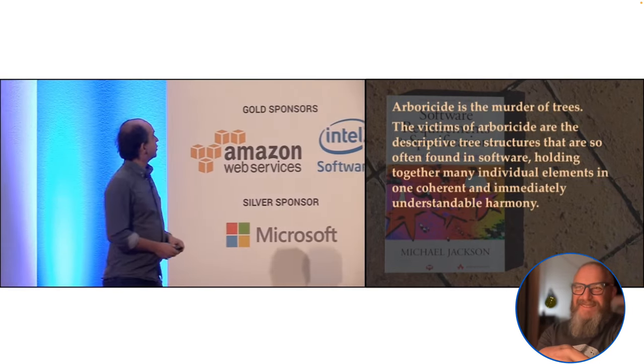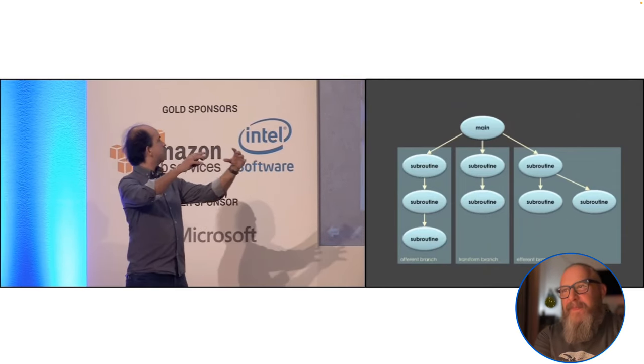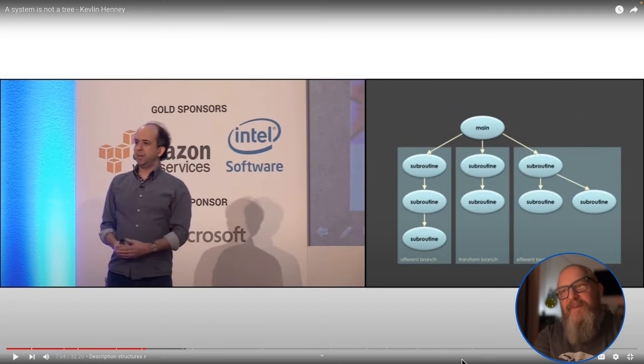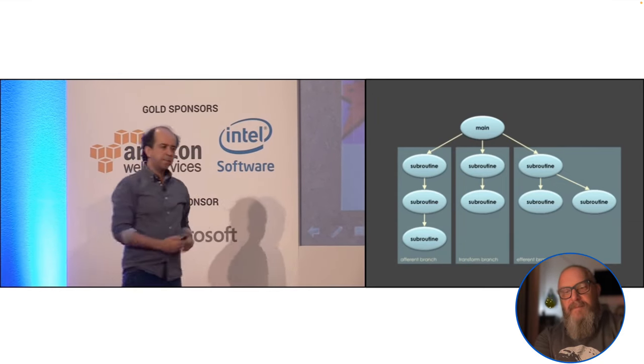The victims of arboricide are the descriptive tree structures that are so often found in software, holding together many individual elements in one coherent and immediately understandable harmony. Does anyone remember what this is? Starts with a P, ends with an edral, procedural? No, anyone? In other words, it all kind of fits together, this beautiful hierarchy.